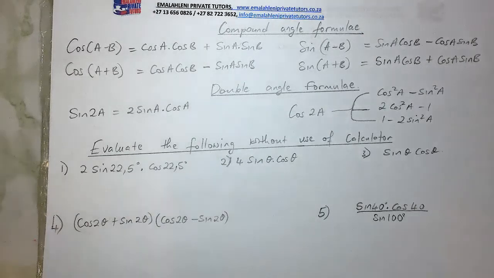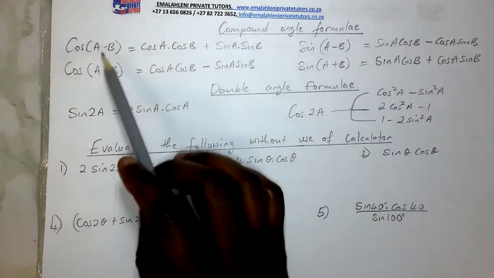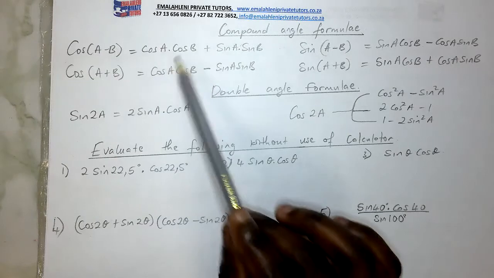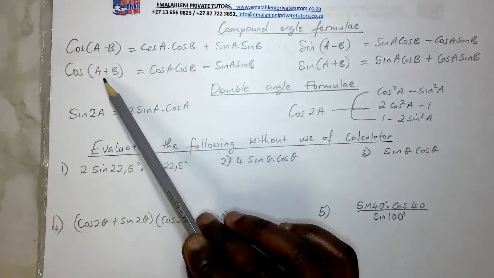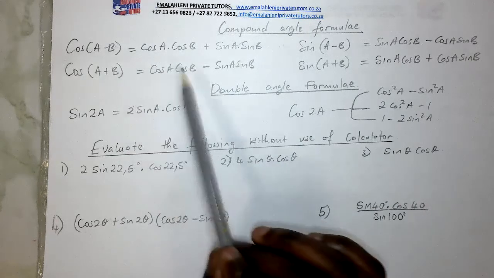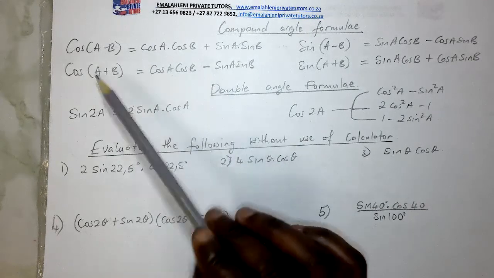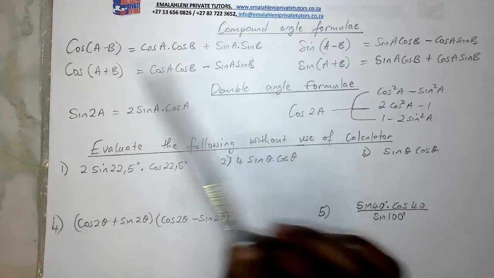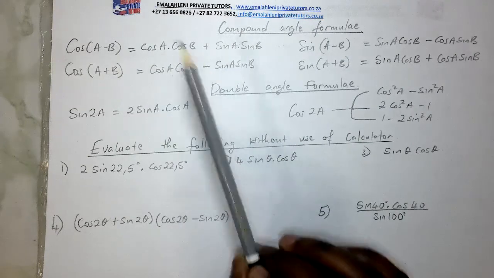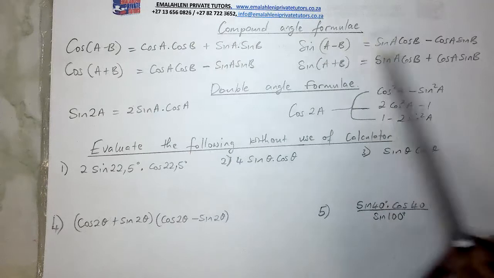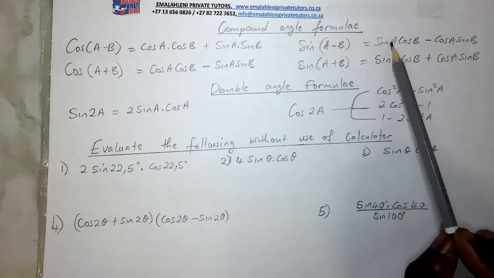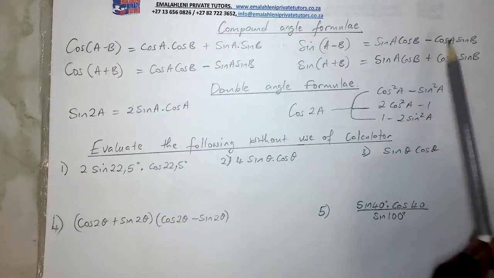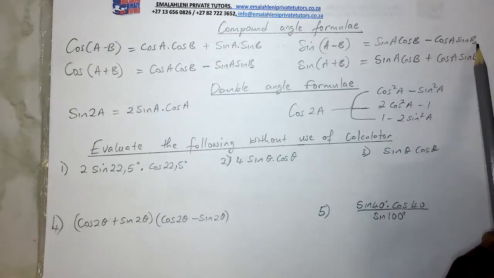Now, when you're looking at compound angles, cos A minus B is equal to cos A cos B plus sin A sin B. Your cos A plus B is going to be, so you can see that the sign does change there. So when you've got plus here, you're having minus, and vice versa. But when it comes to sine, sine A minus B is equal to sine A cos B minus cos A sine B.